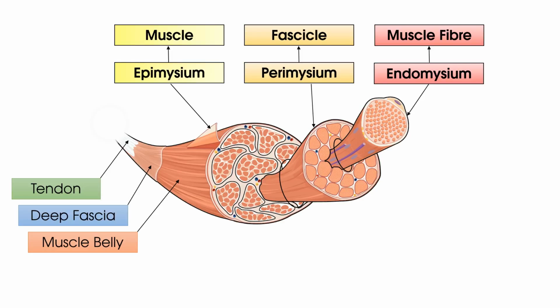These 3 layers extend together to form tendons, which attach muscles to bones such as the Achilles tendon, or can form an aponeurosis, which is a broad, flat tendon sheet.